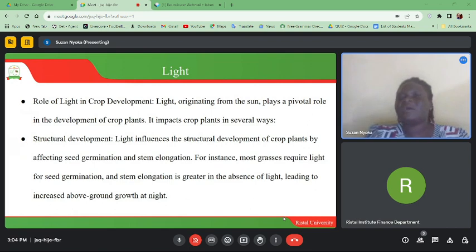For instance, most grasses require light for seed germination, and stem elongation is greater in the absence of light, leading to increased aboveground growth at night.